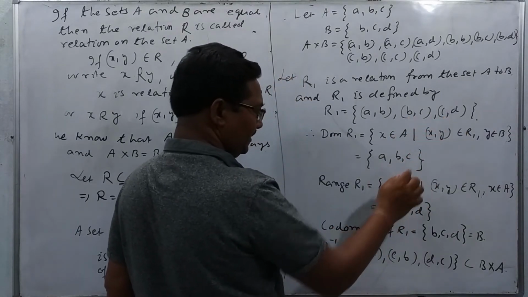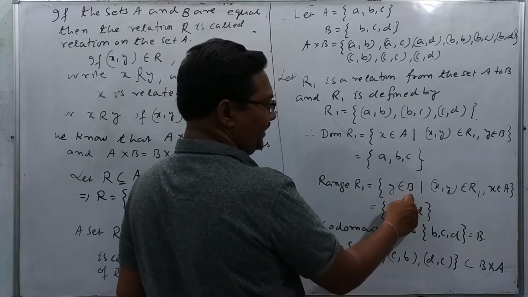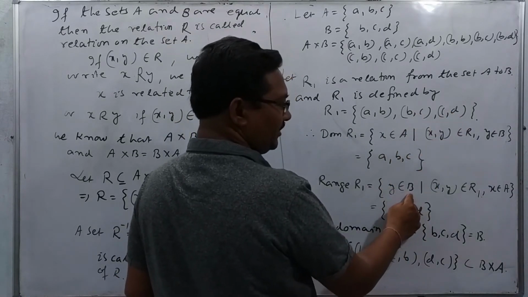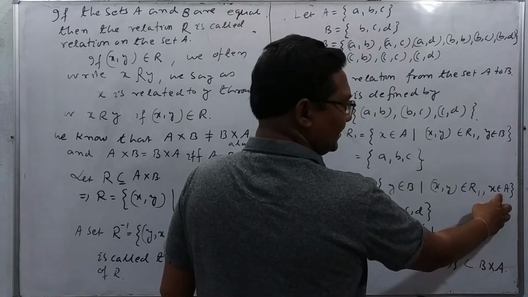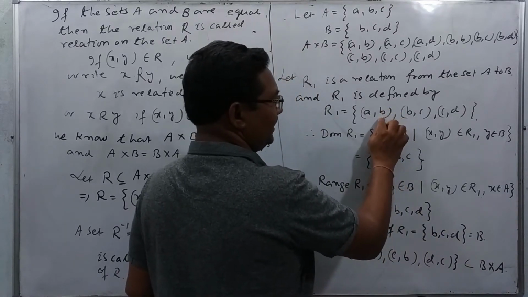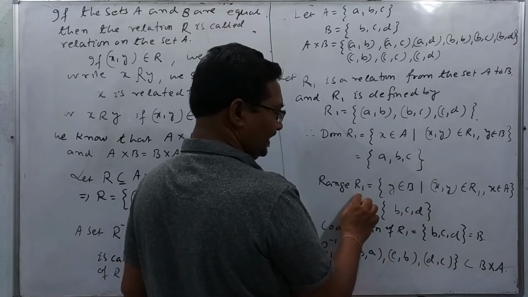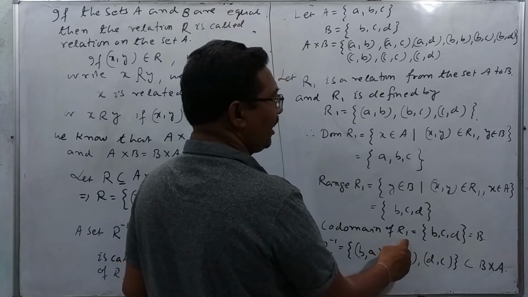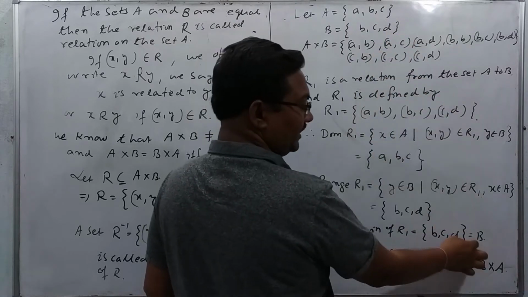Now the range of R1. Y is an element of B, the second component of the relation R1, such that (x,y) is in the relation R1, where x is in the set A. So b, c, d are the elements of the range set of R1, which is a subset of or equal to B. The codomain of R1 is how much? b, c, d. The total set is B.